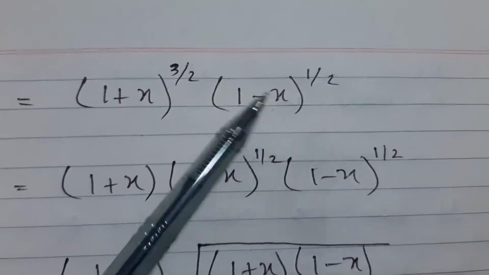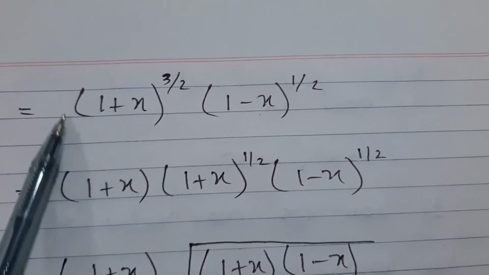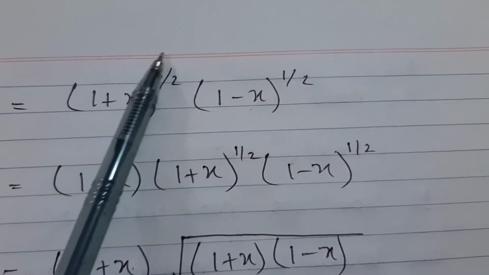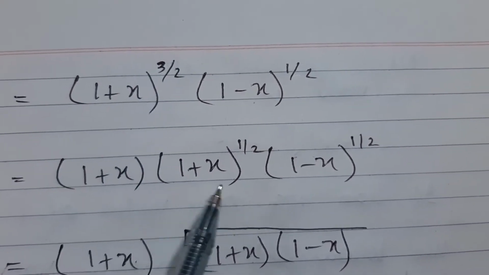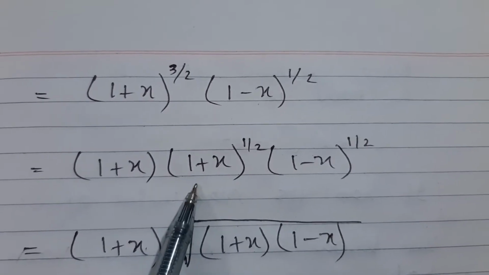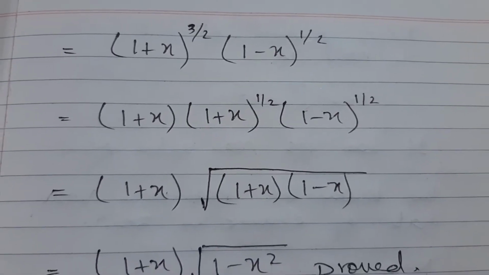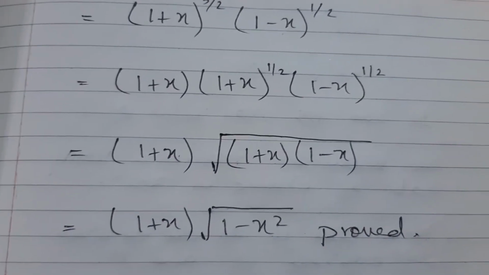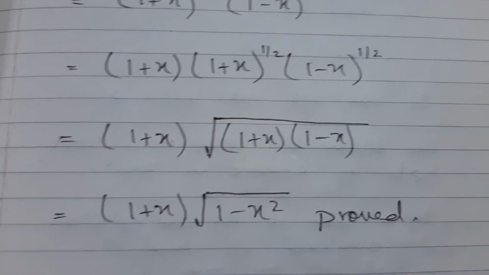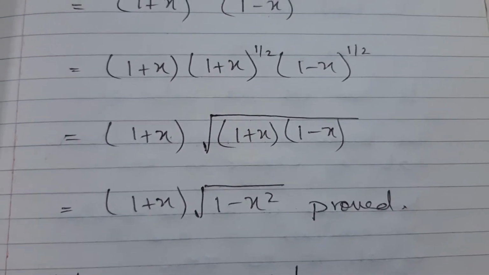Now after that, 3 over 2 means 1 plus half. So I'm splitting this into two parts, power 1 and power half. I'm writing it separately. Now if you remember, when the power is the same, you can write them together. So this is what I'm doing here. And half power means you can replace it by the radical sign, which is the root sign. Now 1 plus x, 1 minus x is reminding me of 1 square minus x square. So this is what I had to prove.